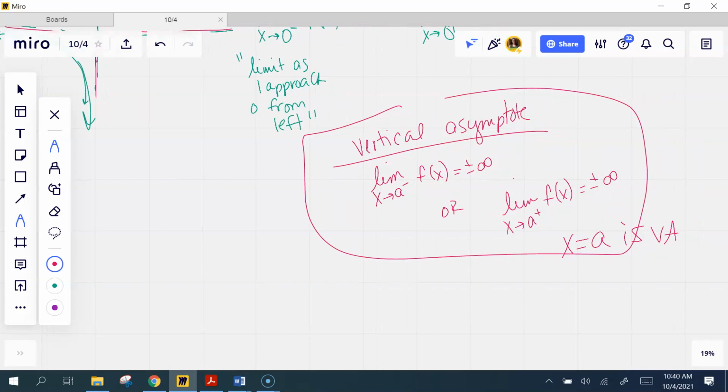Because you said the definition I gave you before wasn't a good definition, so I gave you the mathematical definition. Mathematically, the definition of a vertical asymptote.